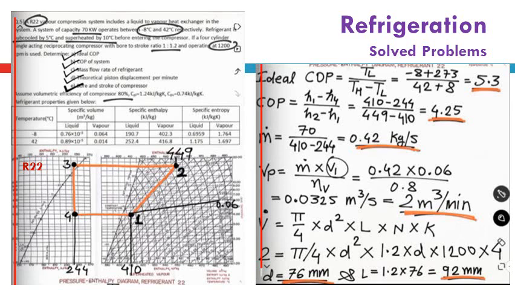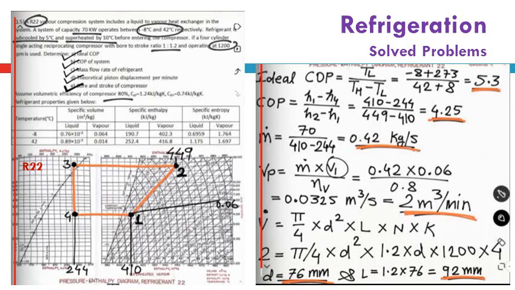Then we will estimate the requirements of items A until E. The first one is the ideal COP, which equals capital T low divided by capital T high minus T low, from Carnot theory, equal to (-8 plus 273) divided by (42 minus -8), which corresponds to 42 plus 8, giving COP equal to 5.3.